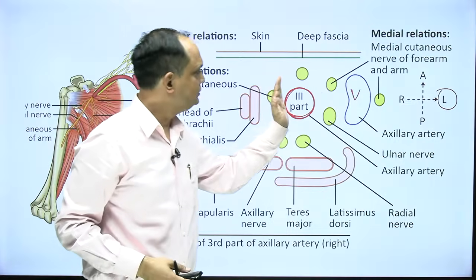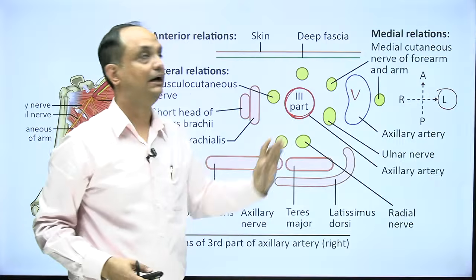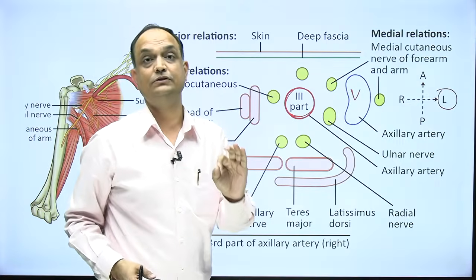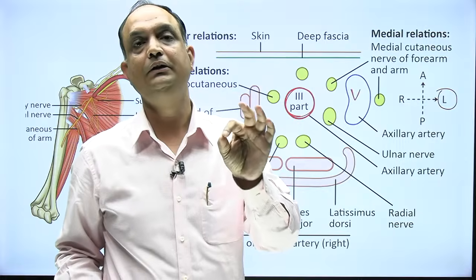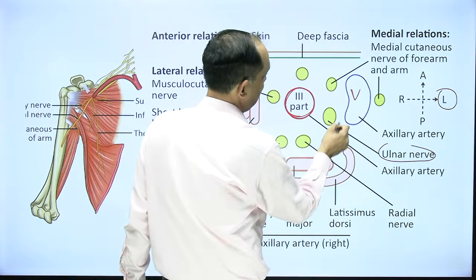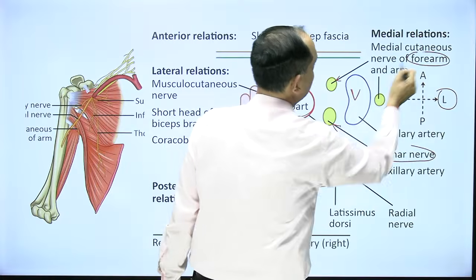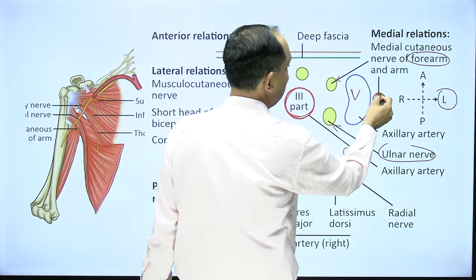Now, I just told you that the gap between the artery and vein is having the branches of the medial cord. I told you the two names, ulnar nerve and medial cutaneous nerve of the forearm. So this is the ulnar nerve and this is the medial cutaneous nerve of the forearm, and the medial cutaneous nerve of the arm leaves this gap early.